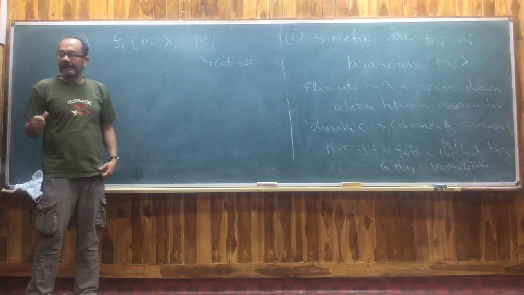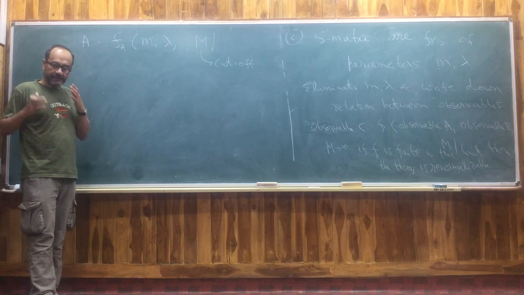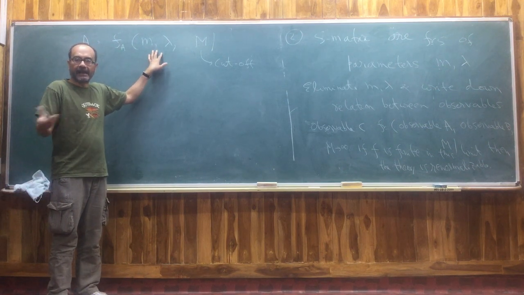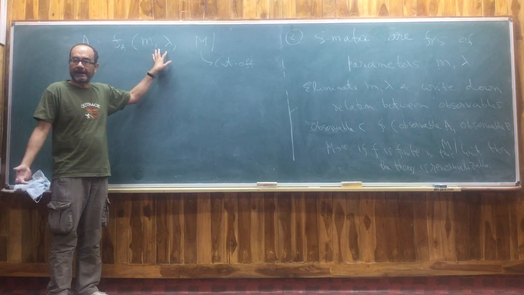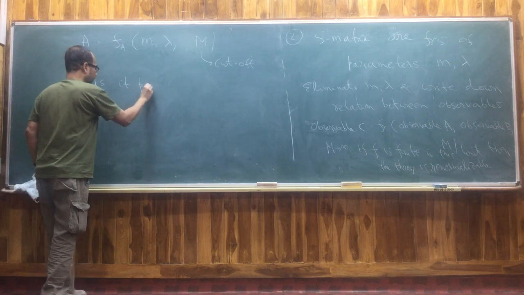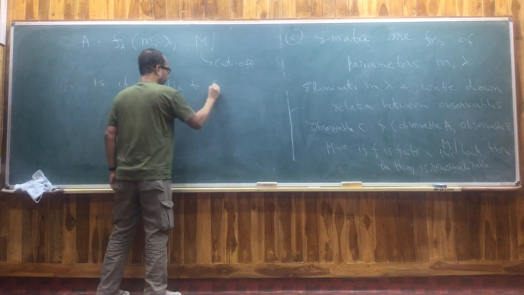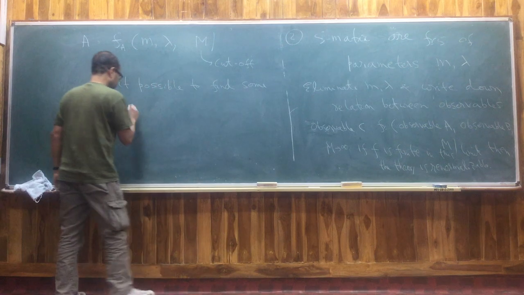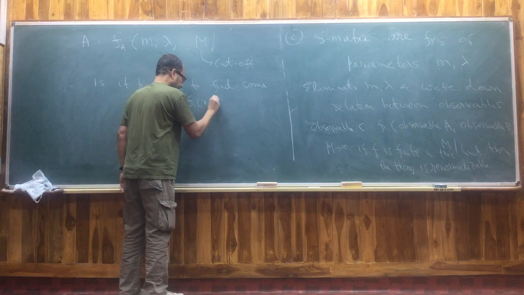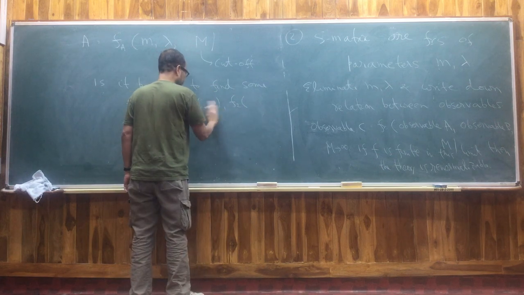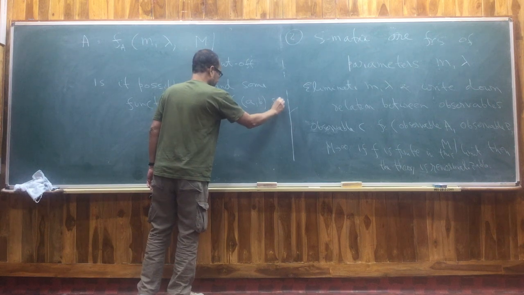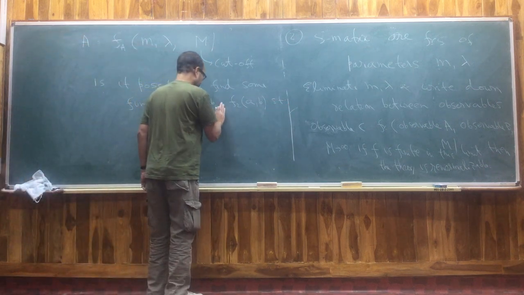But now we ask a slightly different question. That relies on the fact that these are not physical quantities. These are some parameters that we have written in the Lagrangian. Experimentalists don't measure these directly. Experimentalists only measure the S matrix and other observables. So we ask the question: is it possible to find some functions F1 and F2 of A and B, and lambda capital, such that M and lambda are given by them?